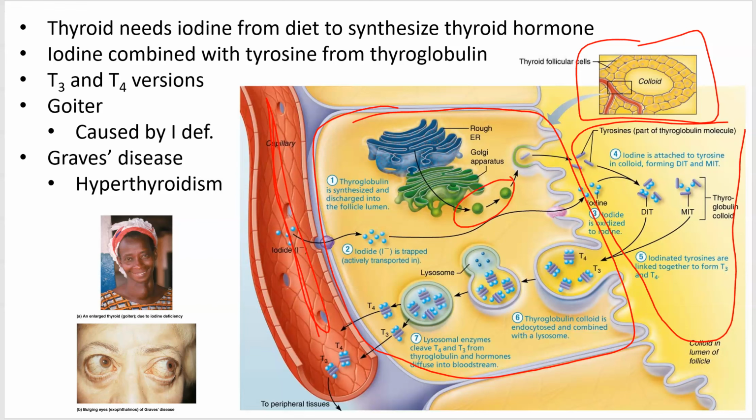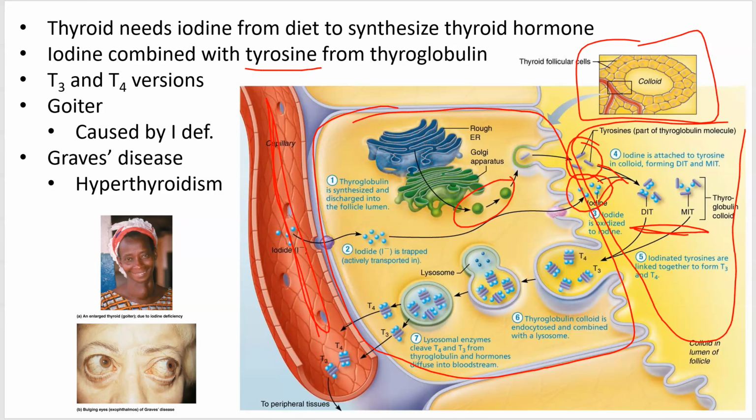But let's just say there are tyrosine units from that thyroglobulin. Here's a tyrosine right here. Here's iodine right here. Put them together, tyrosine plus iodine, and you've got these little building blocks for thyroid hormone. You don't have to know the abbreviations or even the names.